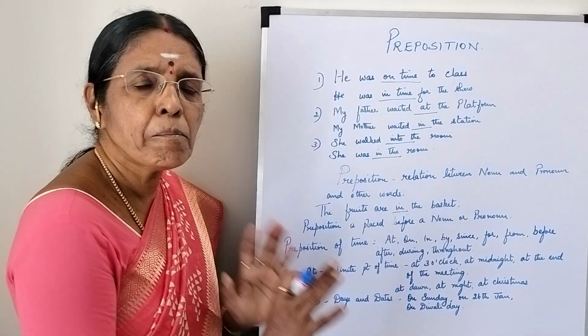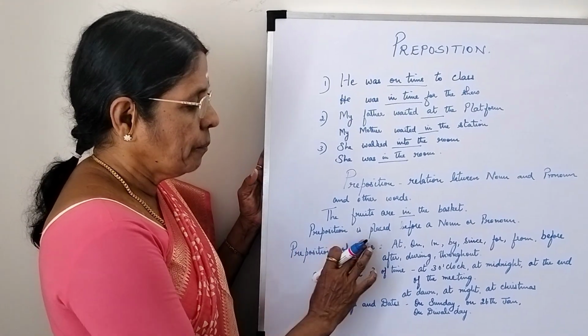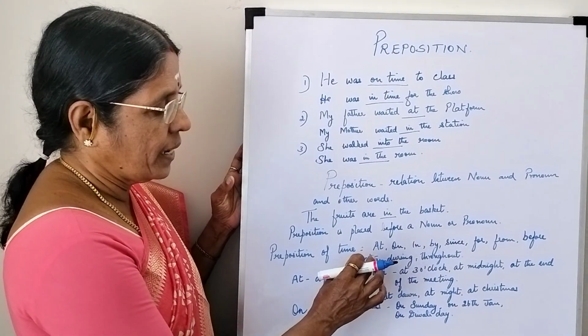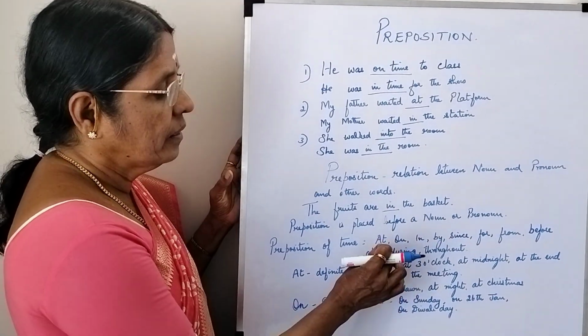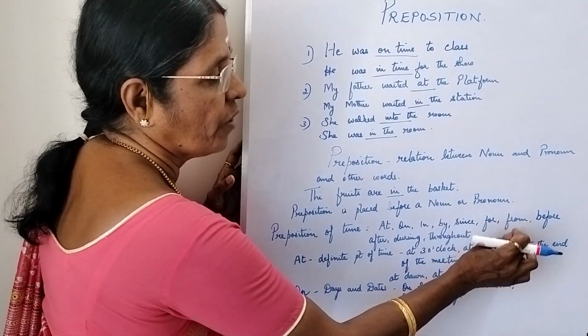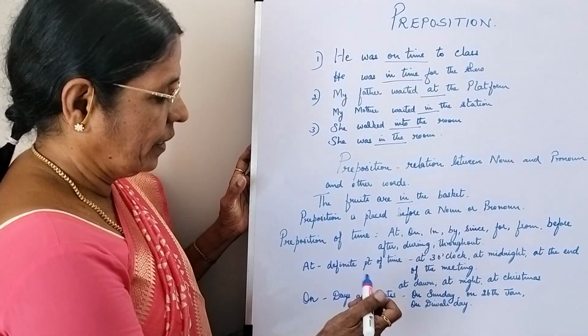I've taken a very simple preposition today because it's a vast topic. I've just taken a preposition of time. To show the preposition of time, I've taken again very simple words: at, on, in, by, since, for, from, before, after, during, throughout. Right?